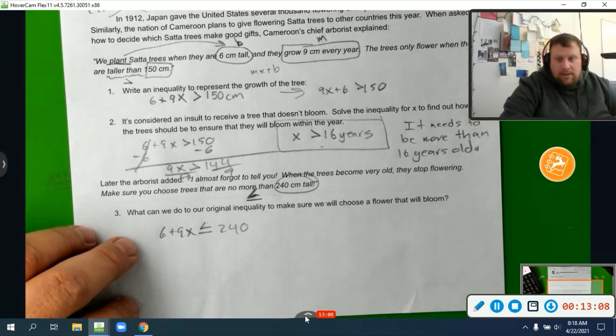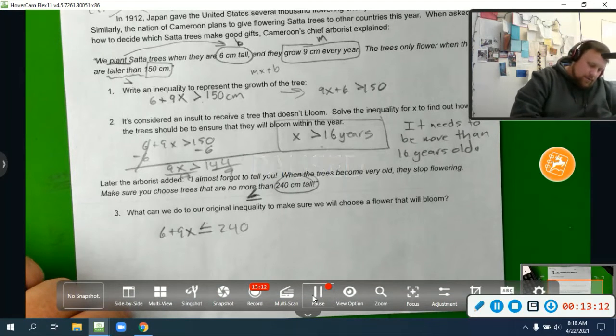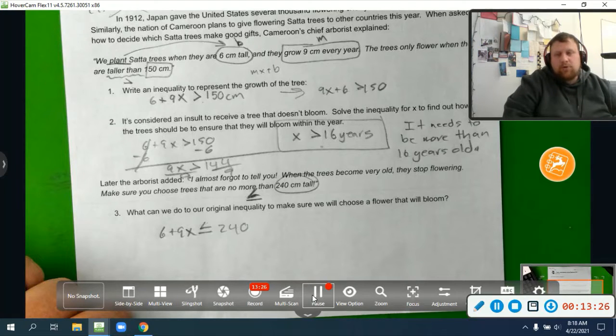I'm going to pause it while I solve it. Go ahead and solve it too. I'll let you know before I unpause it. Remember, you're going to write a full sentence. By the way, don't make the mistake of thinking that just because you're subtracting, I flip the sign. It's only when I multiply or divide by a negative. I have a lot of students that transpose that, don't do it.